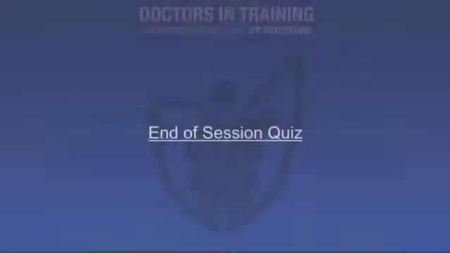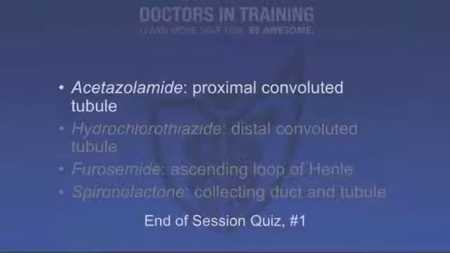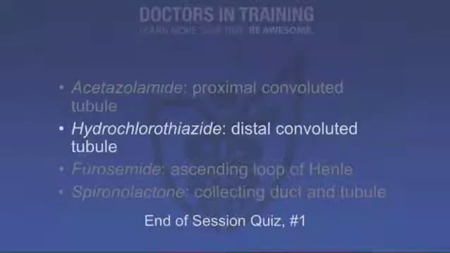All right, let's go over the answers to the questions in your end session quiz. The first question, match the diuretic to the location in the nephron on which each acts. The first one is acetazolamide. Remember, that's a carbonic anhydrase inhibitor, and that acts in the proximal convoluted tubule. The second one is hydrochlorothiazide. Well, that's easy. That's a thiazide, and those act in the distal convoluted tubule.